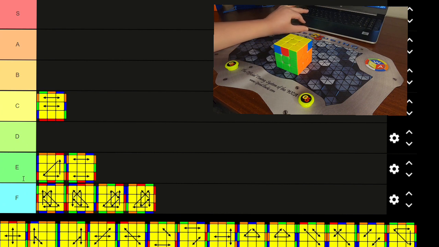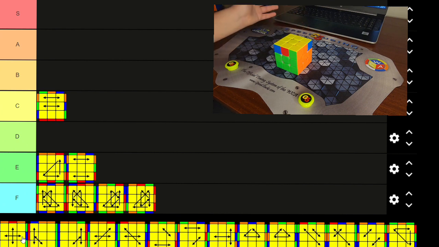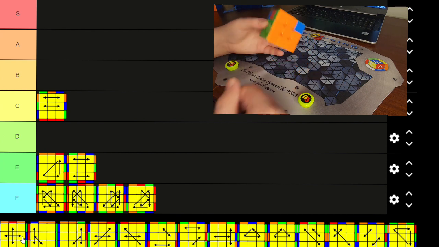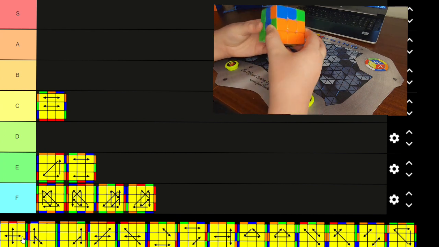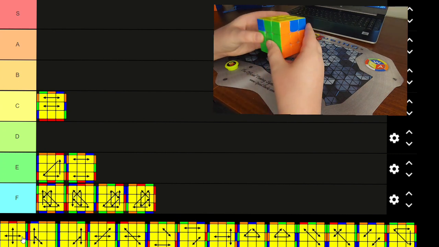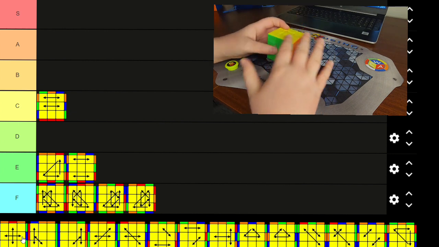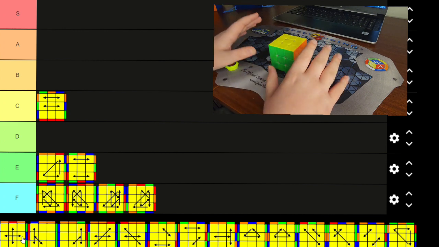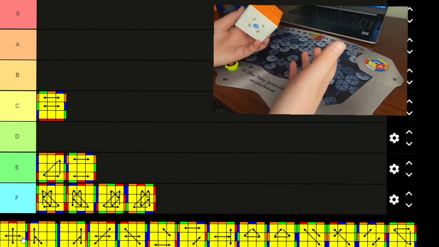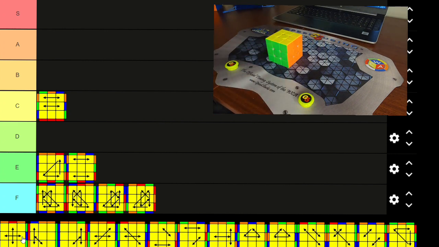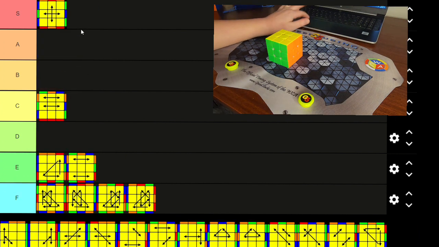H perm. What is there really to say about an H perm? It's one of the best algorithms. It's extremely fast, very easy, and it's just very easy to learn. It's very short. It's pretty easy to actually execute, and because of that, it gets S tier. It's just got to be one of the best.